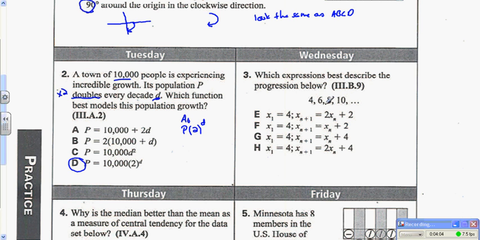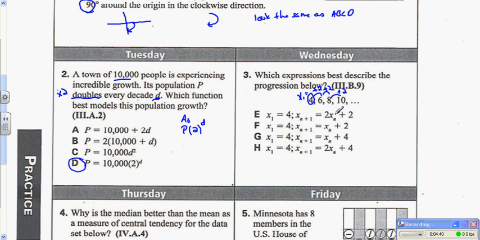Number 3, which expressions best describe the progression? Now notice our first one is 4, and that is x sub 1. All of these check with that. The next one, well, let's see. Every time you go to the next number, it increases by 2. So basically you're taking the previous number, which would look, if you're looking for x sub n plus 1, the previous number would be x sub n.